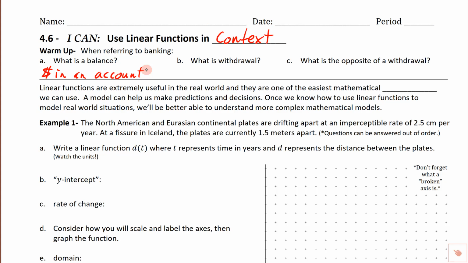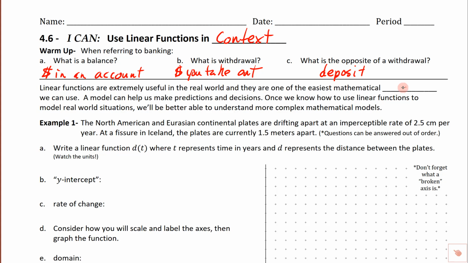And then the next one says, what is a withdrawal? When you draw money, you take it out. So it's the money you take out. And then the next question says, what is the opposite of withdrawal? Well, the opposite of withdrawal would be the money that you put in, but there's a word for that. When we put money in an account, we call that a deposit.